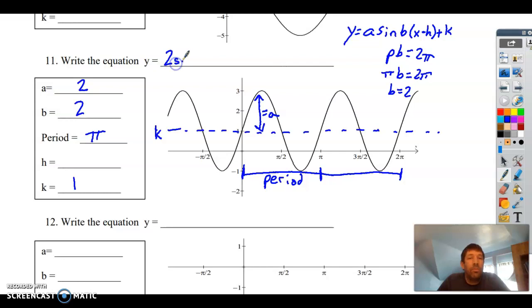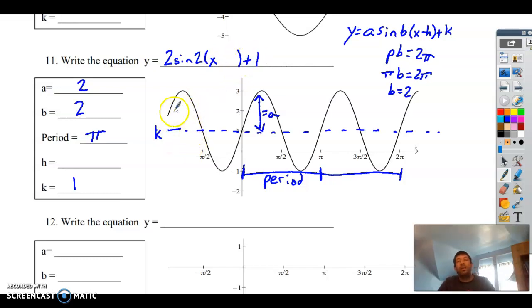I'm going to make it a sine graph, and I'm going to talk about how we could call this a cosine one as well. My B value is 2, so I'm going to plug that in. X minus H. Now I haven't found H yet, so I'm going to leave that open. Plus K, plus 1. Okay.